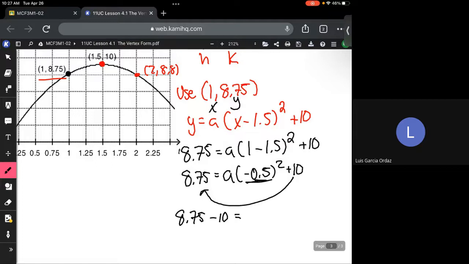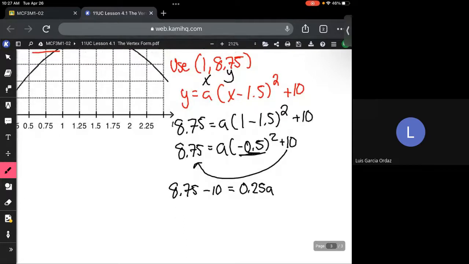Wait, why are we squaring that number? Because it's negative 0.5 squared. So I got 0.25a. So now what's 8.75 minus 10? Yes, Olivia? Yep. You can't move the A since it's multiplication. You would have to multiply it first and then you can move it after. But if you didn't do that and you didn't show your work, did you get marked? If you moved it correctly, I would be fine. But if you messed up the signs, then I wouldn't mark it correct. So what's 8.75 minus 10? Sarah?